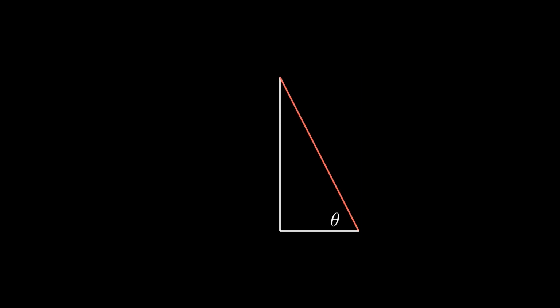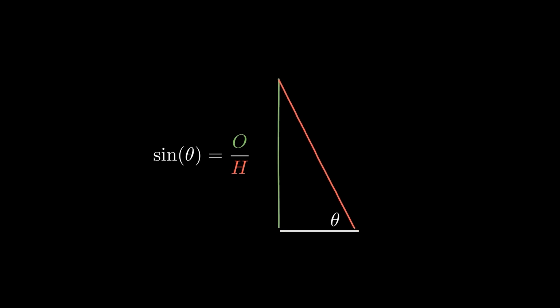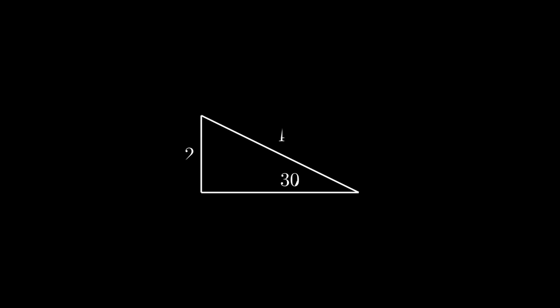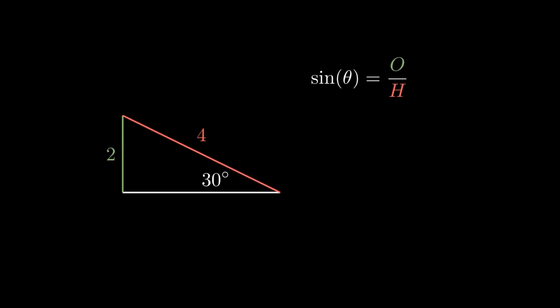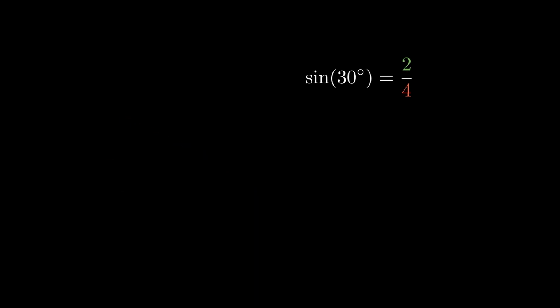Getting back to my original point, the sine of an angle is really just a ratio, or a division, of the length of the side opposite to the angle and the hypotenuse of the triangle. Putting this into practice, say I have a right angled triangle with an angle of 30 degrees. Now, the hypotenuse of this triangle has a length of 4, and the side opposite to the angle has a length of 2. Substituting that into our function, we get that sine of 30 degrees is equal to 2 over 4, or simplified, sine of 30 degrees is equal to 1 over 2.